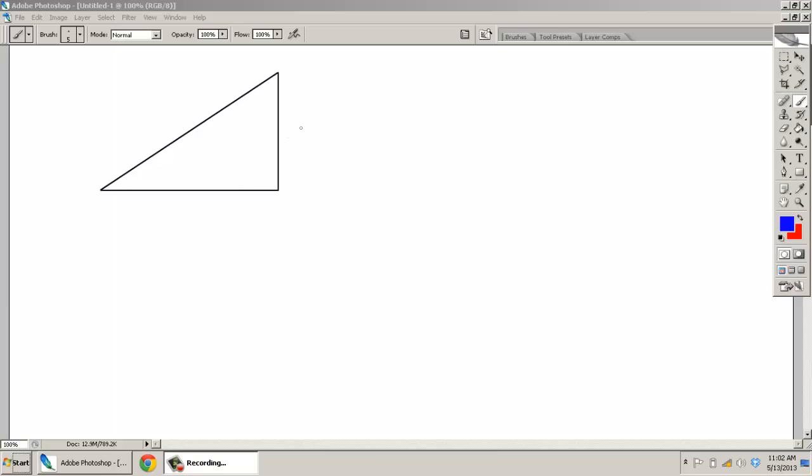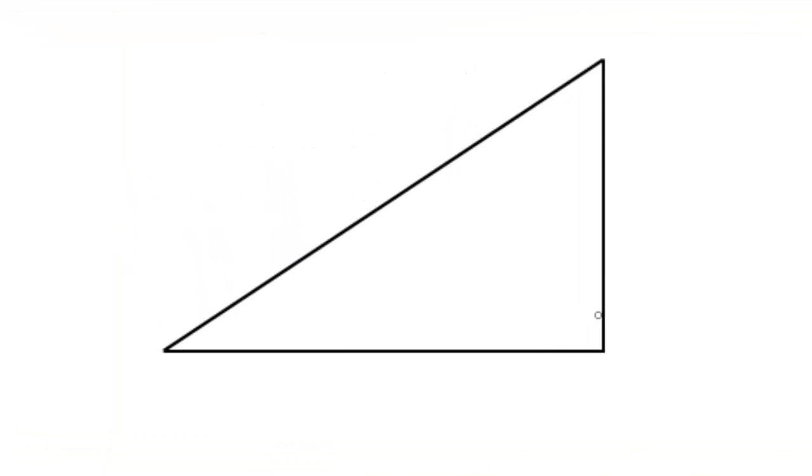What is the Pythagorean theorem and how does it work? First thing that we're going to need to do is start off with a right angle triangle. This of course is 90 degrees and every triangle has three sides. This is going to be side A, side B, and then the hypotenuse is going to be side C.